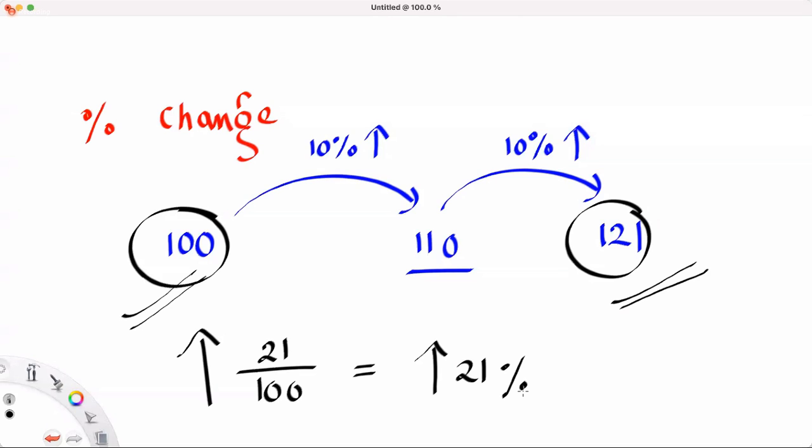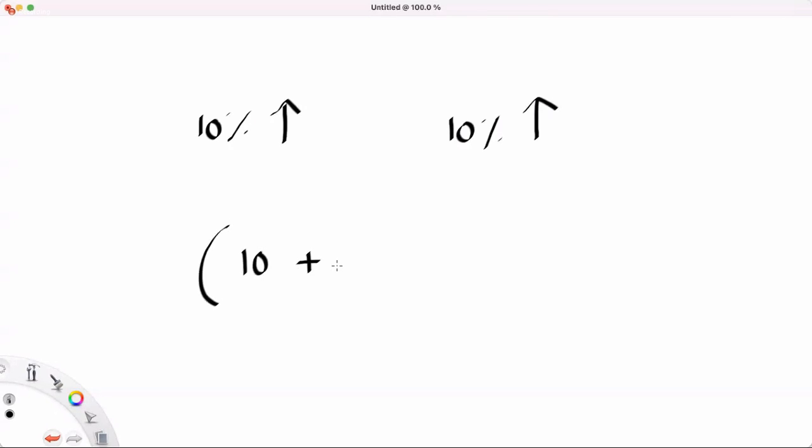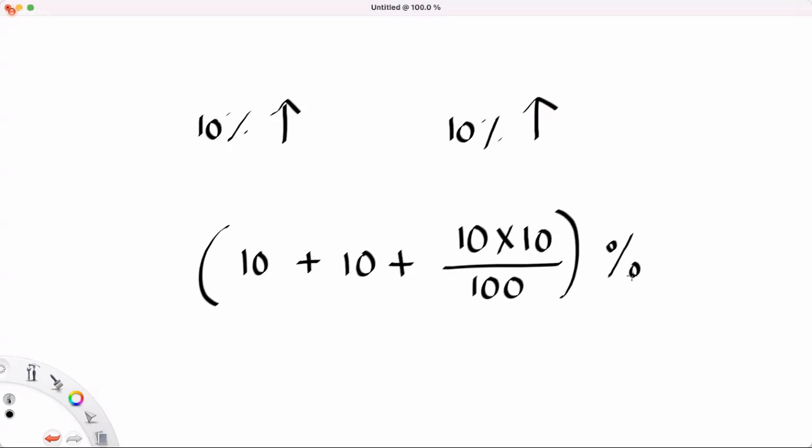In successive percentages, whenever you have increases like 10% increase, 10% increase, you need not calculate the intermediate values. You can directly write 10 percent increase. Again, there is an increase of 10 percent. Whenever you see increments in a successive pattern, directly take 10 increase, 10 increase. The overall increase will be given as 10 plus 10 plus 10 into 10 divided by 100 percent. This is the successive percentage formula.